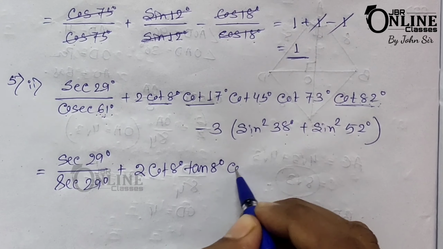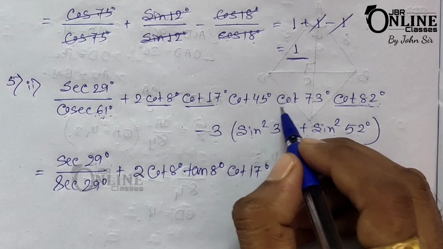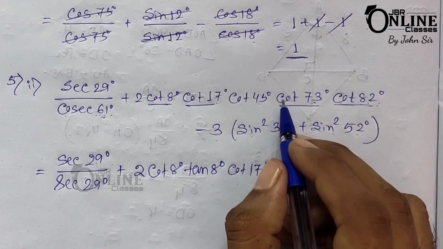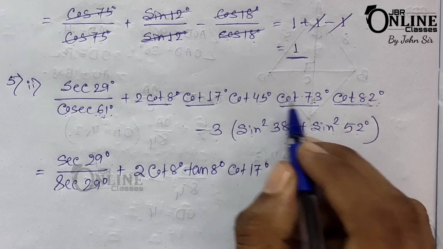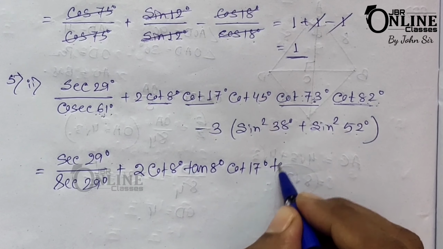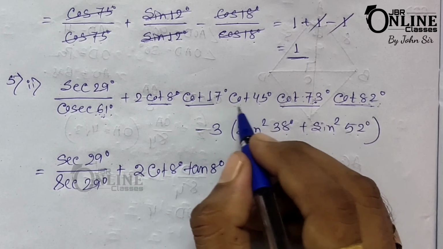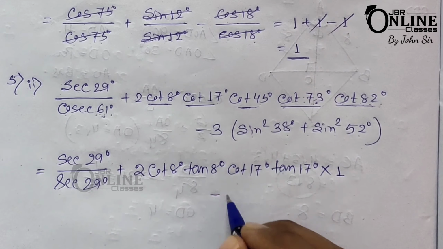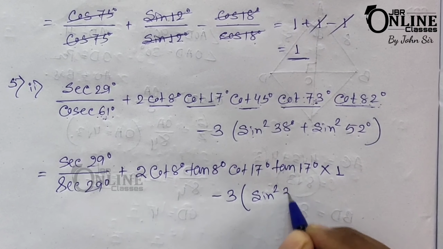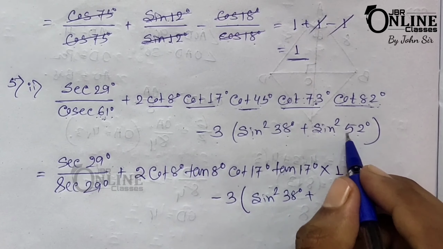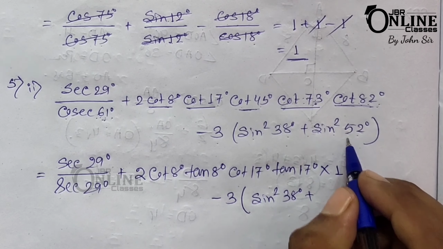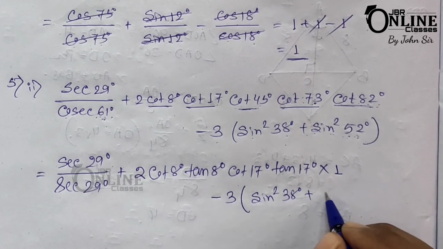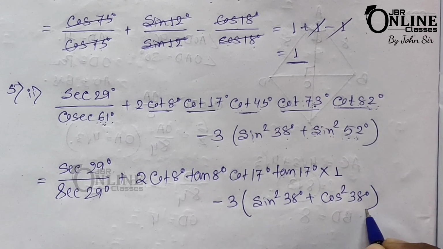Next cot 17, so write down cot 17. Here cot 73. Now instead of cot 73 you can write cot(90 − 17), so that equals tan 17. And here cot 45. Now the value of cot 45 equals 1. Now next minus 3. First one sin square 38 degree, and here sin square 52. Instead of 52 you can write 90 minus 38. That means sin square(90 − 38), and that becomes cos square 38.